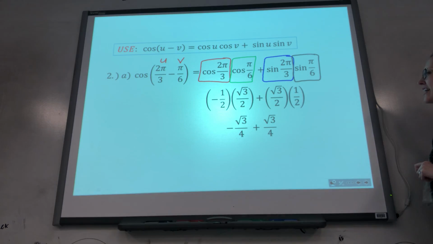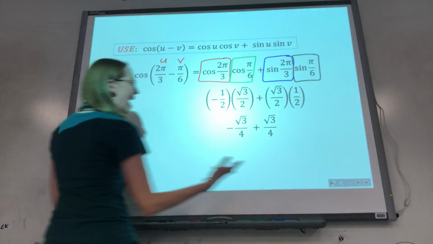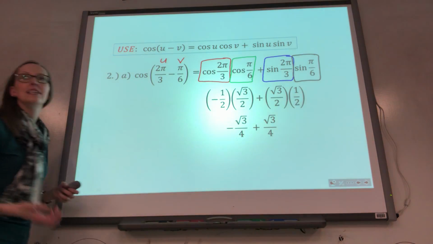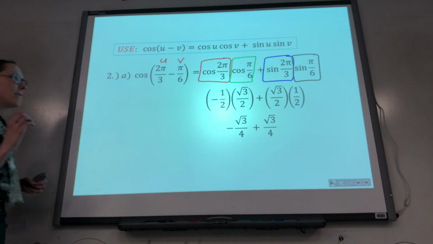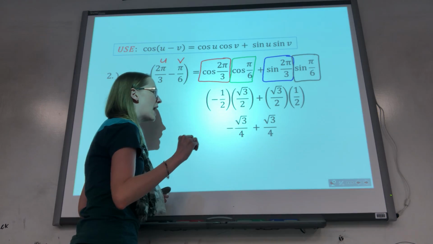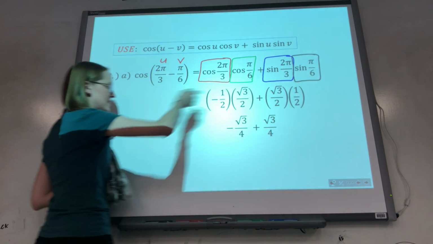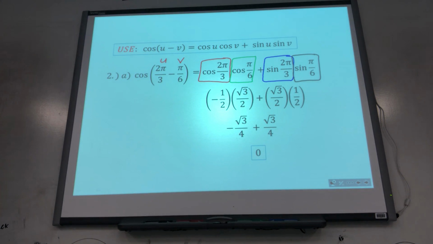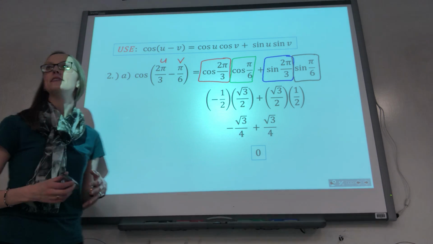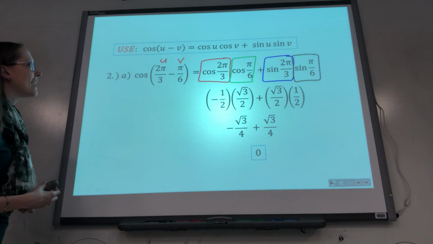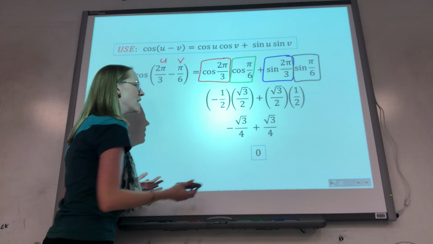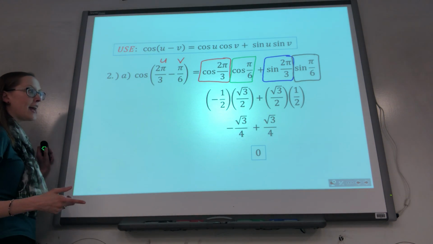plus radical 3 over 4. You could try to turn it into a single fraction if you want, but you're going to get 0 on top. Negative square root of 3 plus square root of 3, that's just 0. And 0 divided by anything is 0. So all that work, and we get back a 0. That would be our answer for part A.